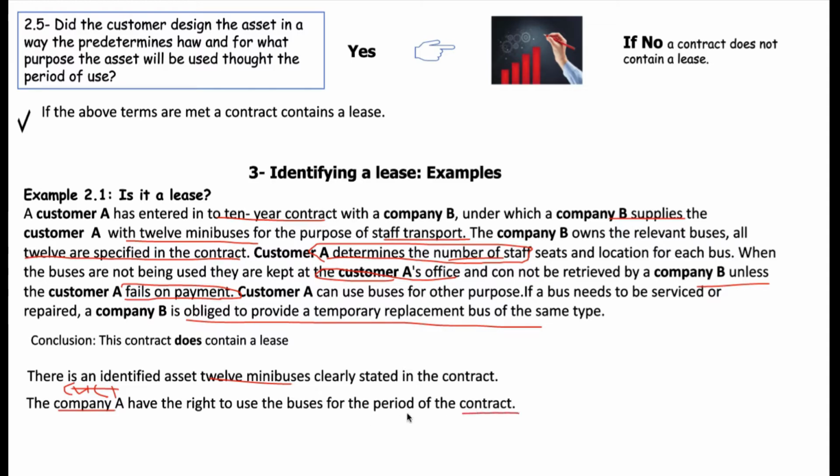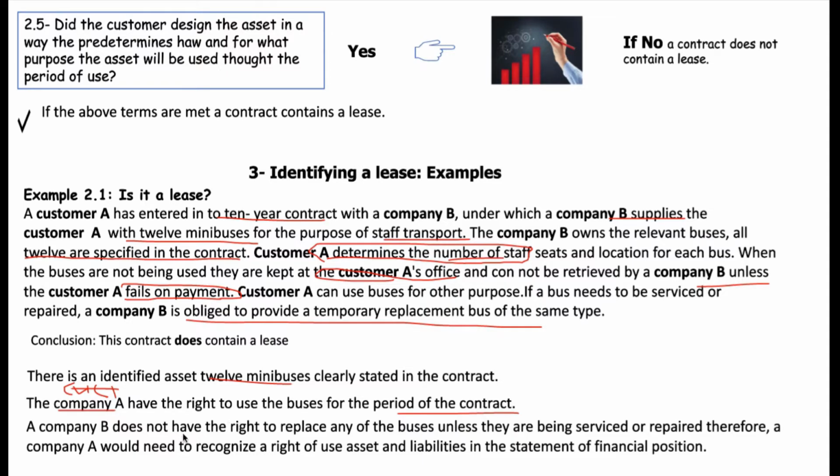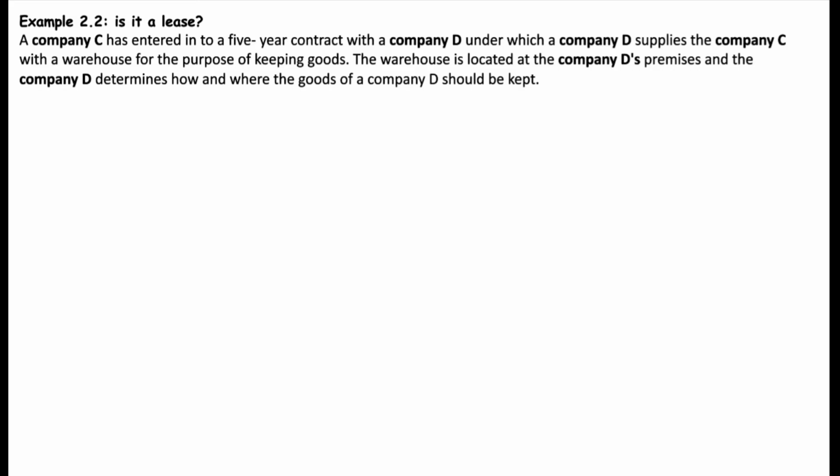The customer A has the right to use the bus for the period of the contract and has the right to direct and control for what purpose the underlying asset is used. And the company B does not have the right to replace any of the buses unless they are being serviced. Therefore, company A would need to recognize right-of-use assets and lease liabilities in the statement of financial position. From this contract, we could decide that this is a lease contract and company A should recognize the right-of-use asset and lease liability in its financial statements.